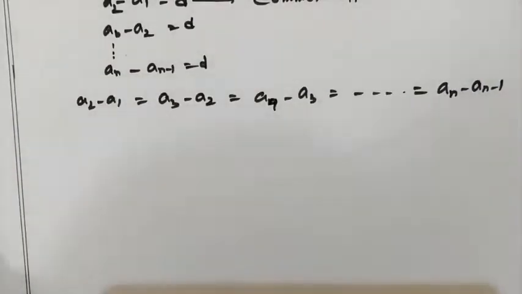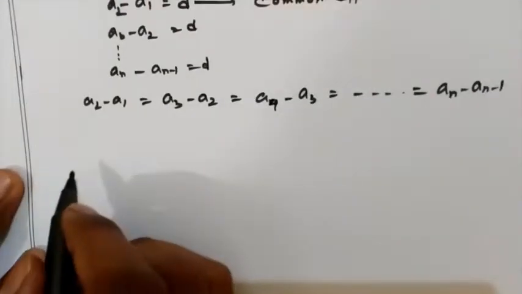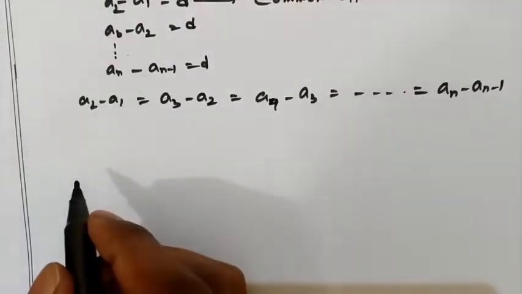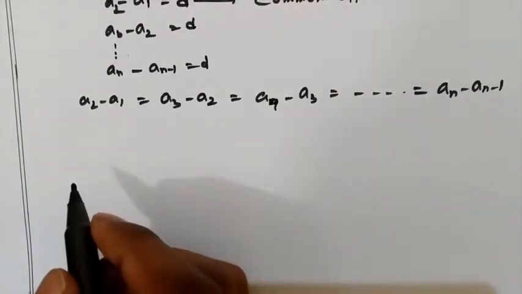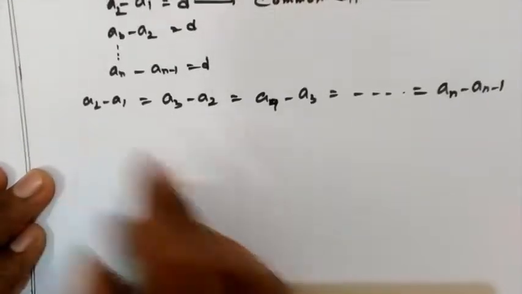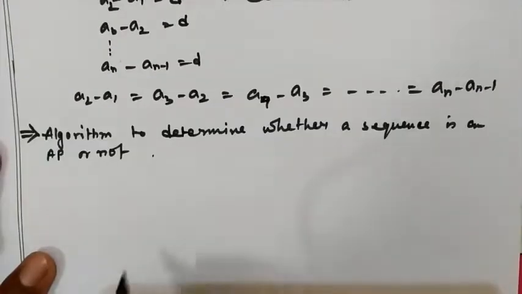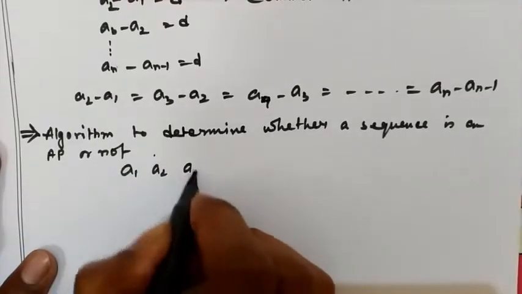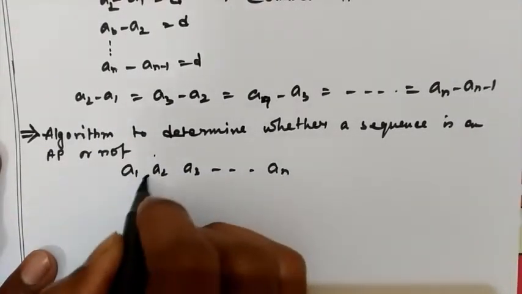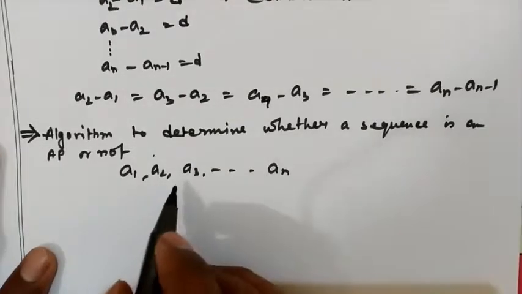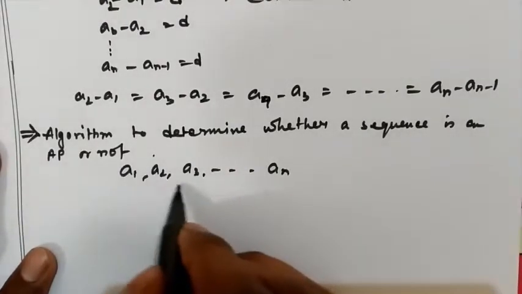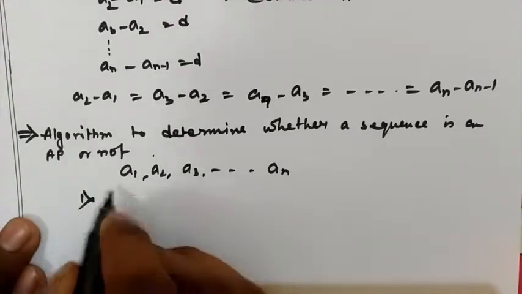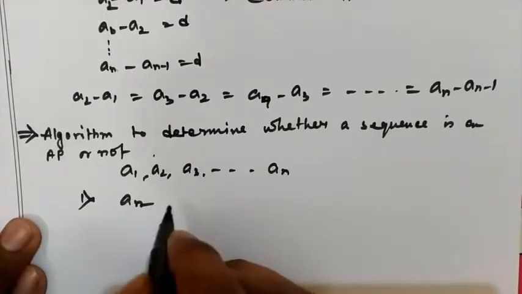Okay, so in order to find out whether any sequence is AP or not, one algorithm is given. If any sequence is given like A1, A2, A3, ..., An, to find out whether this sequence is an AP or not, first step we have to do is find the nth term, that is an.